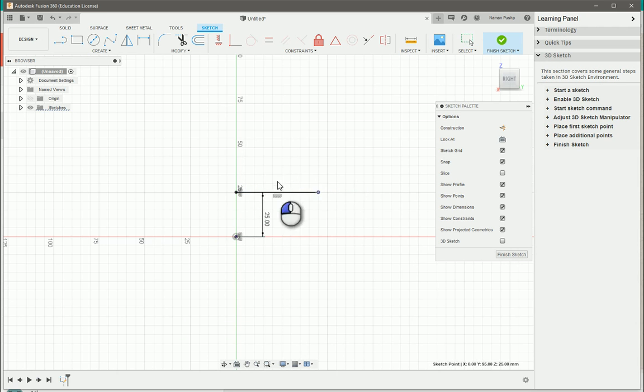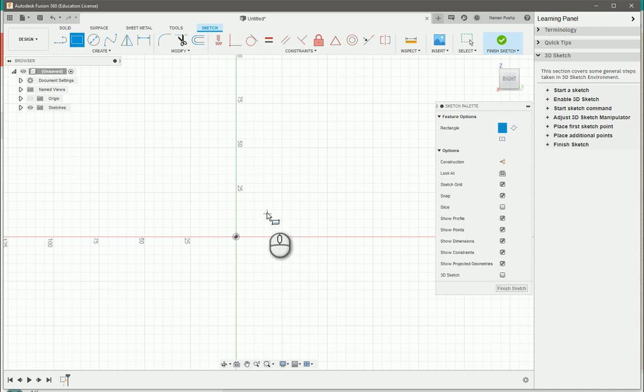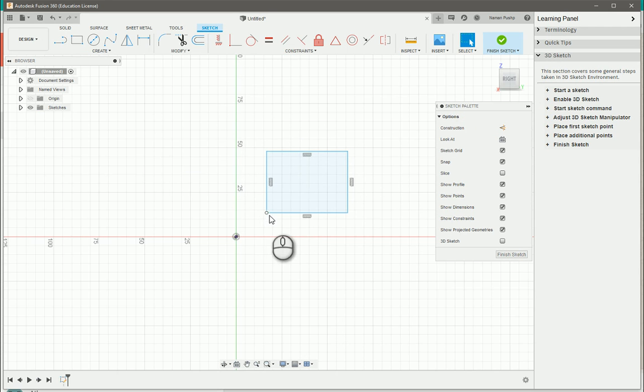The coincident constraint is very simple. It is used to connect shapes, two points. I can connect it to the origin, which fixes its position, although you can still scale it around.